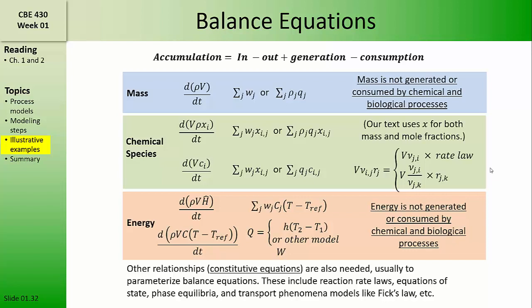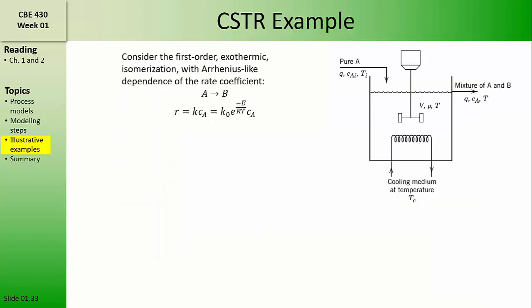When writing model equations for chemical and biological processes, we sometimes also have to invoke other relationships, such as constitutive equations. These can be used to parameterize balance equations. We might use reaction rate laws, equations of state, phase equilibria, or transport phenomena models like Fick's law. Let's develop a model for a process that involves a chemical reaction. Here we'll consider a first-order exothermic isomerization reaction that has Arrhenius-like dependence of the rate coefficient on temperature.